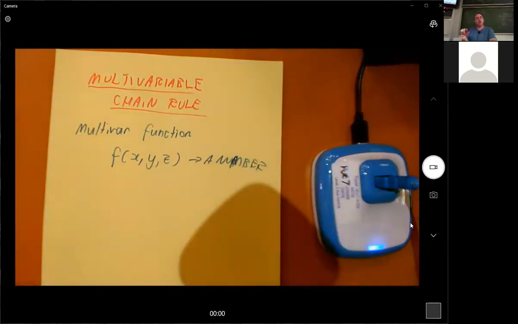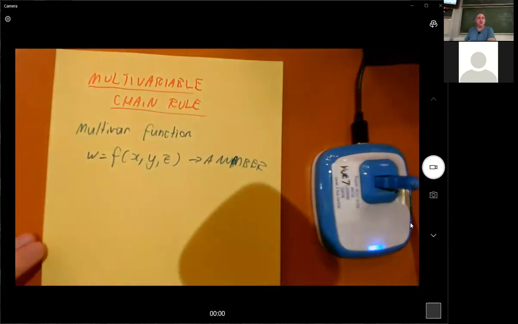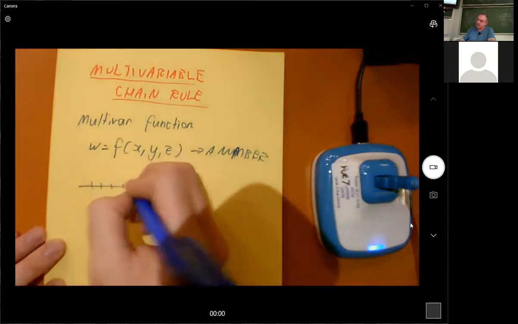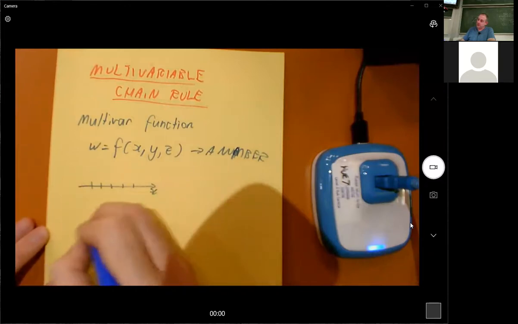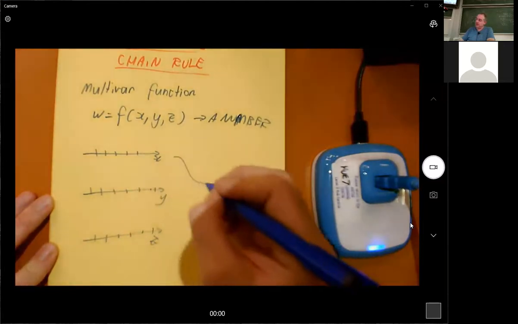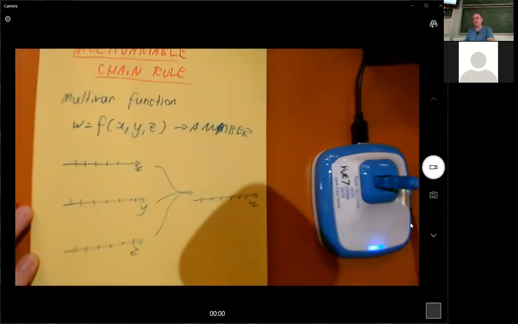Because changing any of these numbers changes the result, there are derivatives in several different directions. So one way of thinking about multivariable functions, I am going to call this W, is to think that there's a value of x which lives on some sort of axis, a value of y which lives on some sort of axis, and a value of z which lives on some sort of axis. Together these three produce a value of w which lives on some sort of axis.